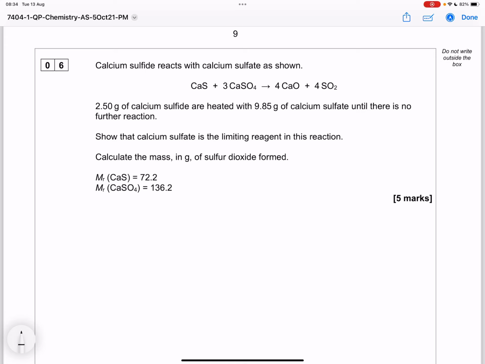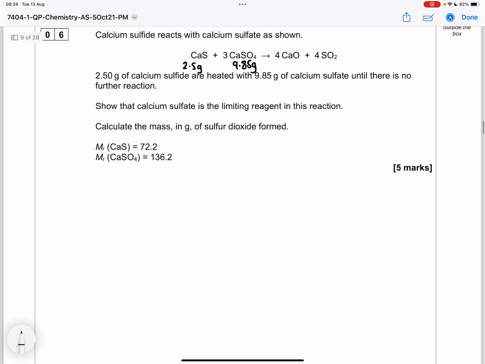Calcium sulfide reacts with calcium sulfate as shown. So we've got 2.5 grams of calcium sulfide heated with 9.85 grams of calcium sulfate until there is no further reaction. Show that the calcium sulfate is the limiting reagent.